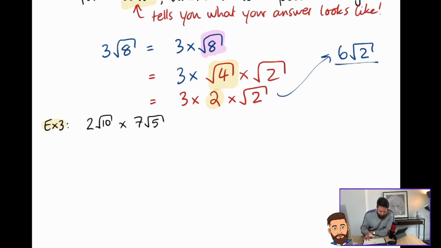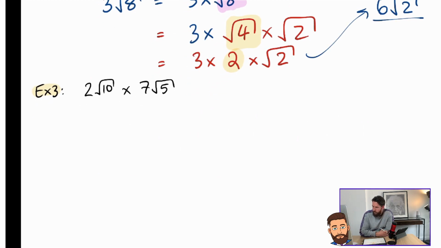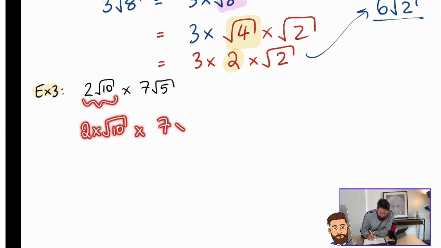Example 3. Looks a little bit more confusing, however, same rules can be applied. It's not asking us to simplify yet, it's just asking us to times those together. The way you deal with this, you have to remember that multiplication is commutative. What does this mean? 2 root 10 means 2 times root 10 times 7 times root 5. If I expanded out what that actually meant, it means this. You can multiply in any order.